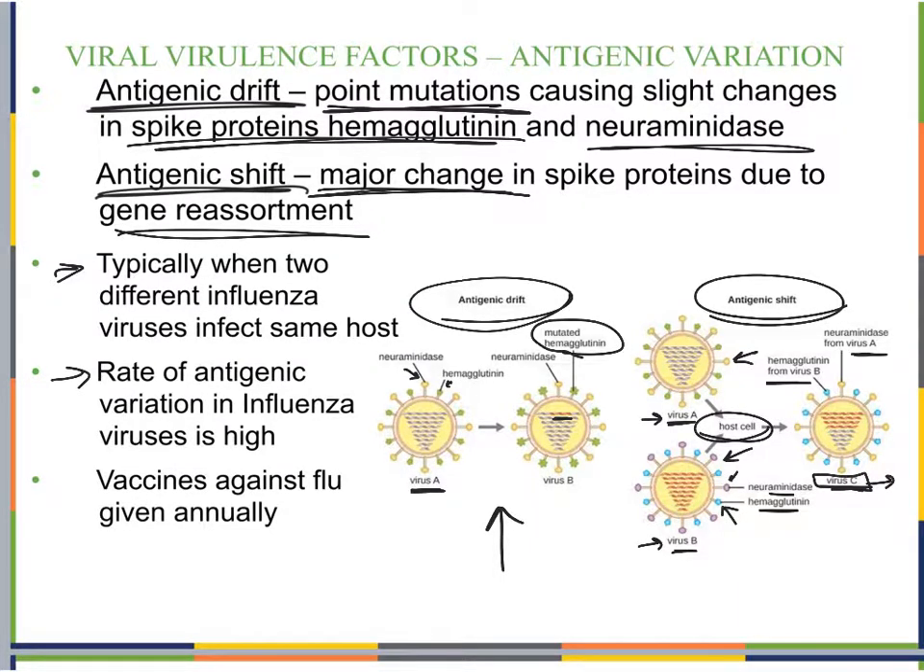Our rate of antigenic variation in influenza viruses is high, and that's why these vaccines are given every year, because this does happen, and it happens very often within each individual person. This can happen, and then we end up creating new viruses, or they end up creating new viruses as we transmit the virus along to new people each time.